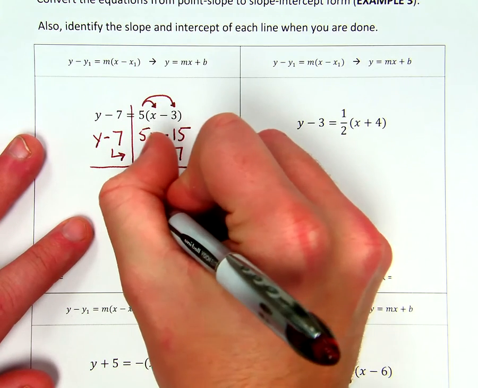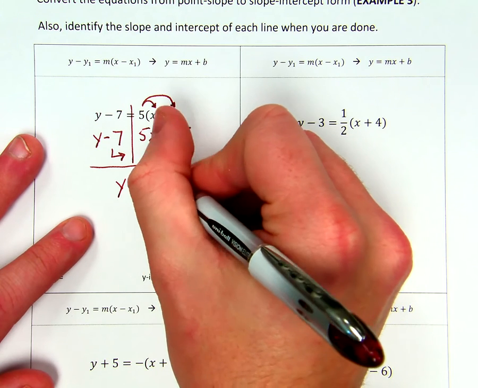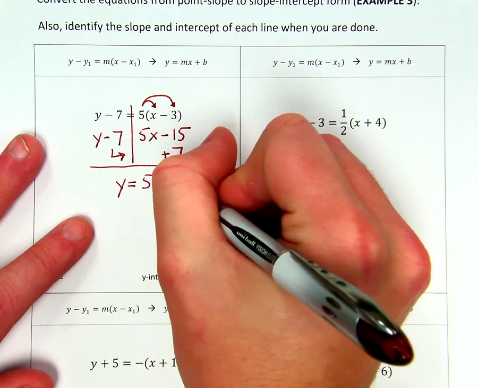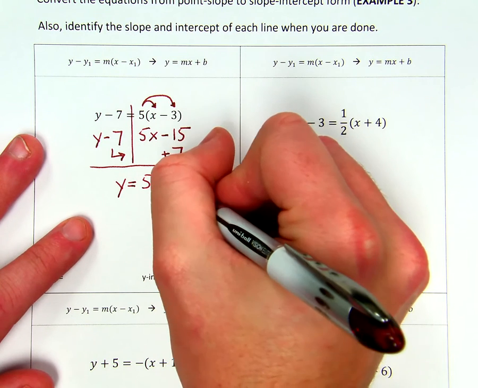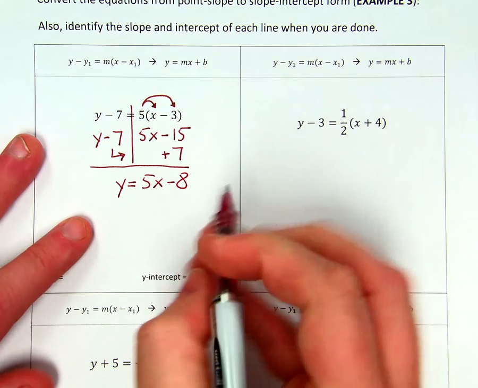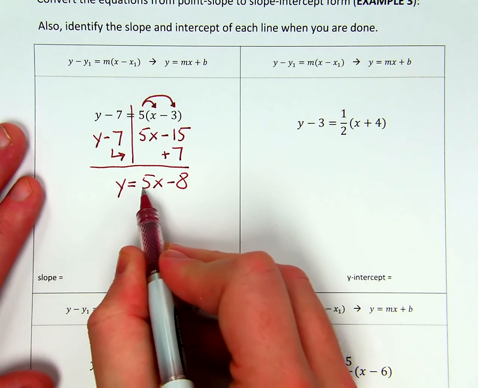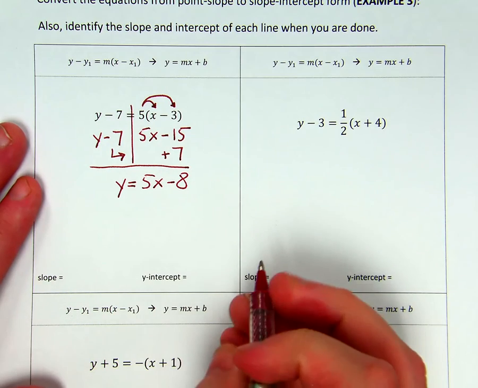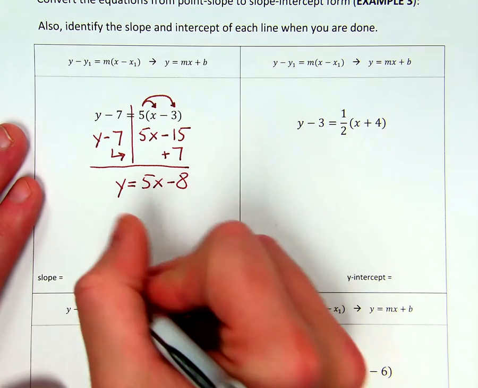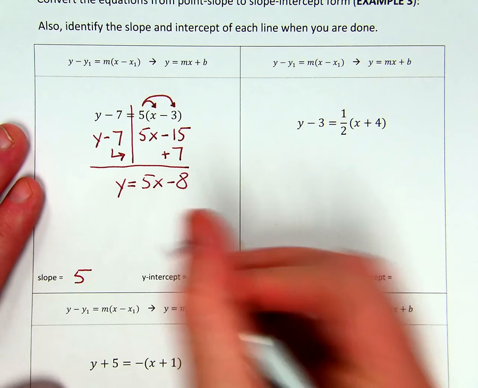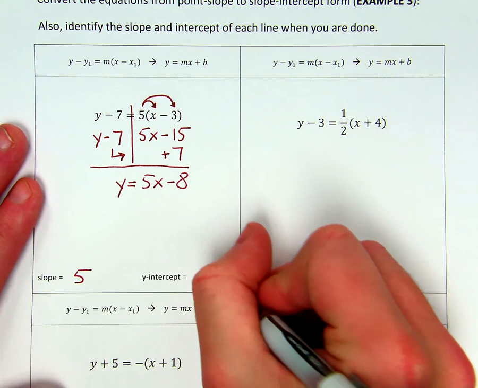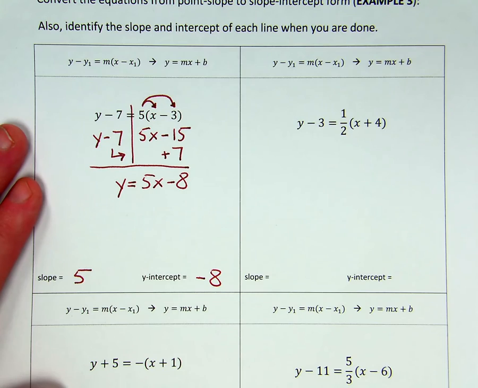All we have left on the left side is y. On the right side we have 5x, negative 15 plus 7 is negative 8. So our final answer, y equals 5x minus 8. If you're asked to identify the slope of this line, you would know the slope is 5 and the intercept is negative 8.